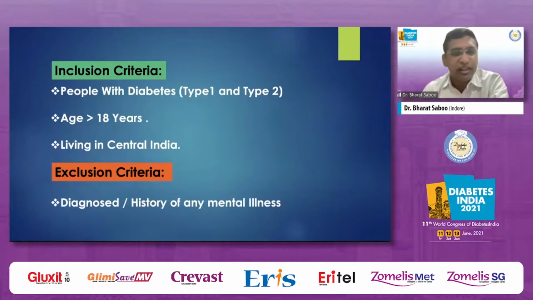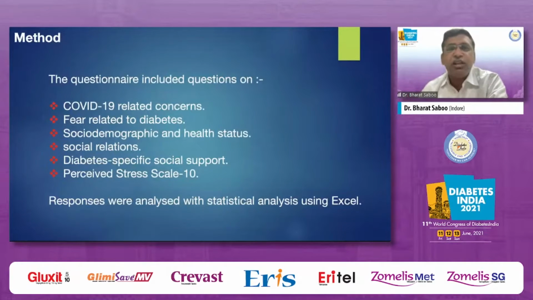They must be living in central India, because for the sake of data, we centralized it to central India only. The exclusion criteria were diagnosis or history of any mental illness in the past. They were excluded because the stress parameters can be affected by that. Now, the questionnaire included questions on COVID-19 related concern, fear related to their disease itself, socio-demographic and health status, social relations after the consent, diabetes specific social support, and the stress score was calculated using the Perceived Stress Scale 10.